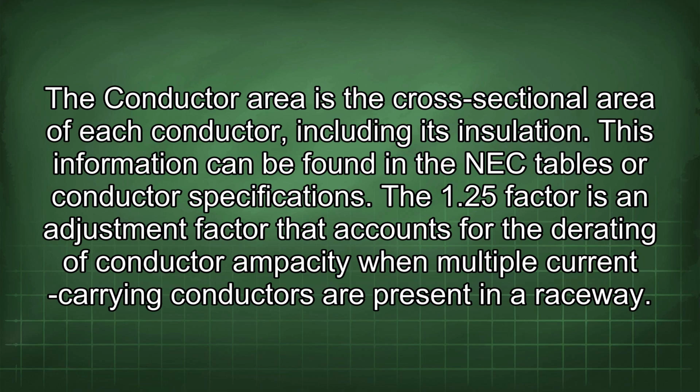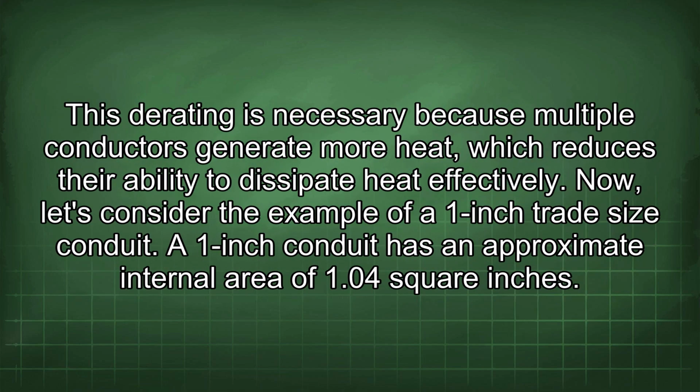The 1.25 factor is an adjustment factor that accounts for the derating of conductor ampacity when multiple current-carrying conductors are present in a raceway. This derating is necessary because multiple conductors generate more heat, which reduces their ability to dissipate heat effectively. Now let's consider the example of a 1-inch trade-size conduit.